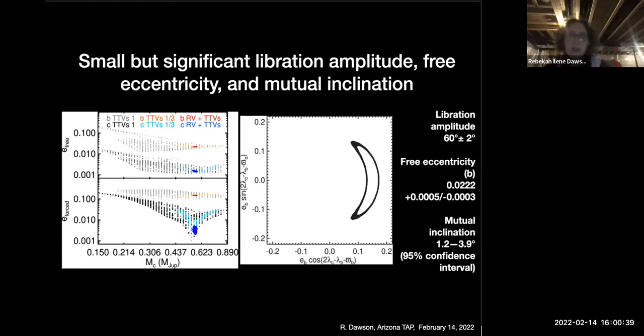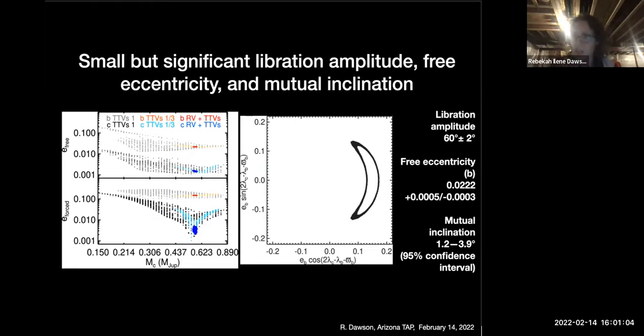So let me tell you what we found about the system that was a bit surprising. For understanding that resonant behavior, I mentioned how that angle needs to be oscillating around one value with a small amplitude. For this system, it is oscillating around one value, but it has a fairly big amplitude. You can see that on the plot on the right.